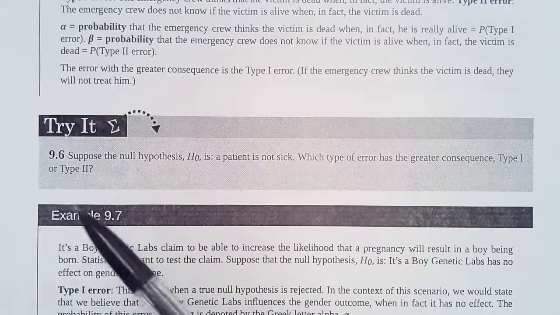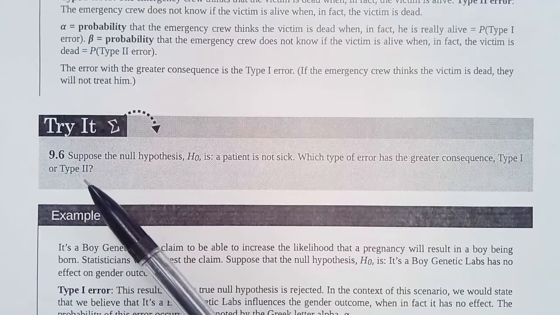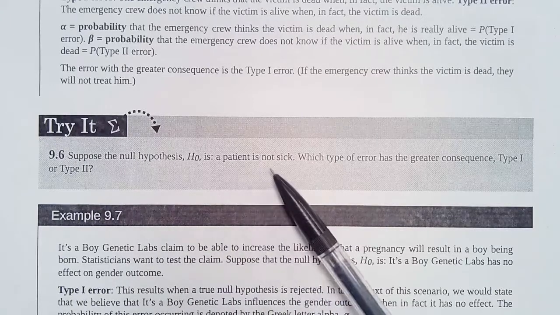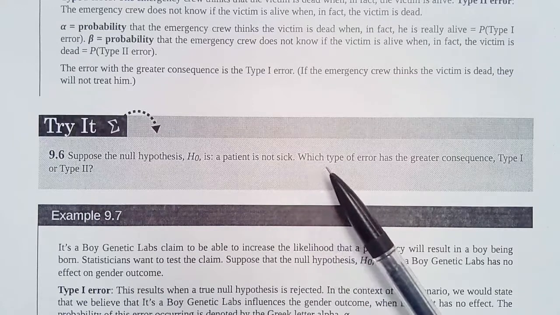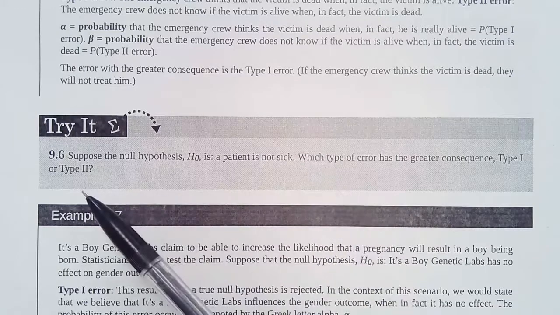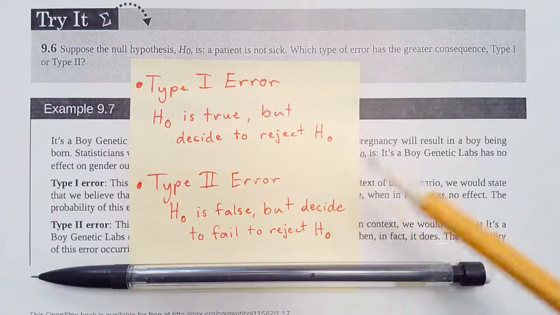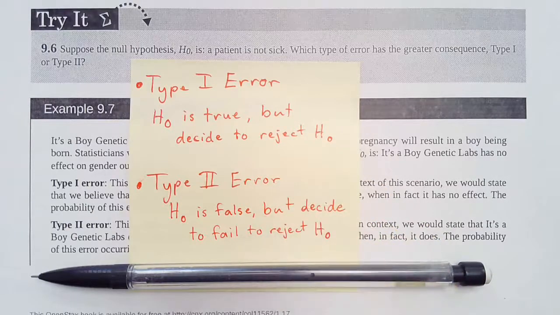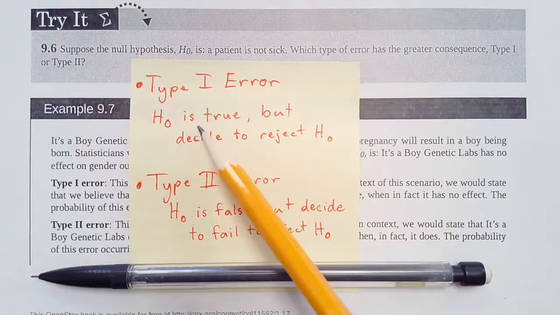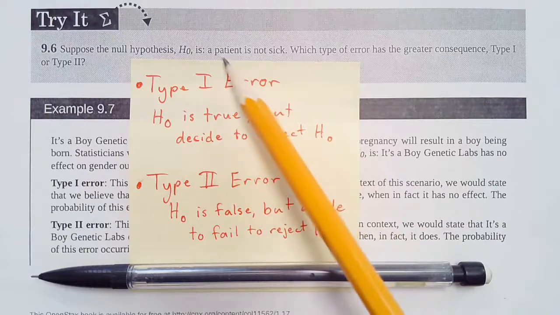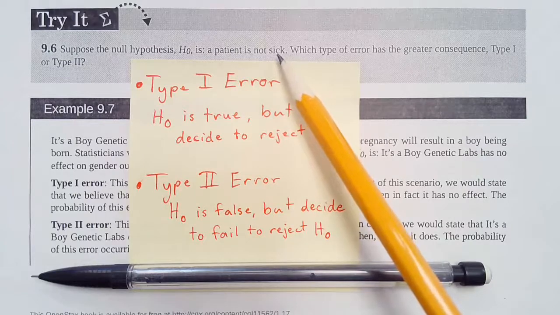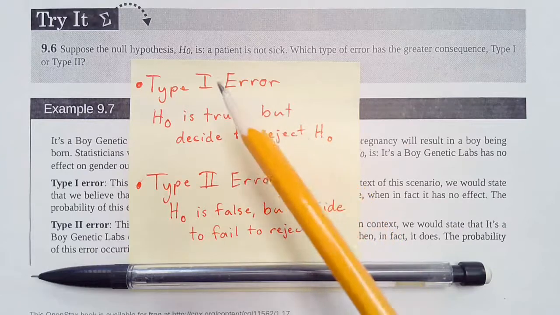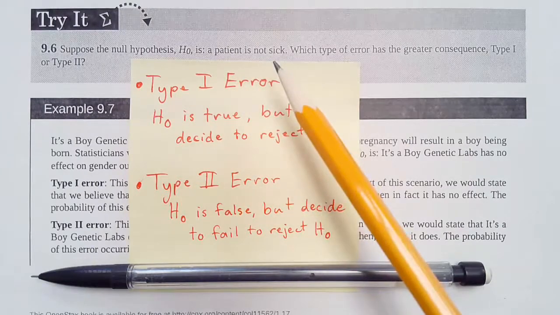Alright, so if we go through the try it 9.6, suppose the null hypothesis is a patient is not sick. Which type of error has a greater consequence? A type 2. Alright, so we need to know which error is going to have the greater consequence, so we need to state what those errors would be. For type 1 error, that means that the null is true. A patient is not sick. We're saying that's true, but we decide to reject that. So that would be saying, okay, the patient really isn't sick, but we're going to reject that he's not sick.